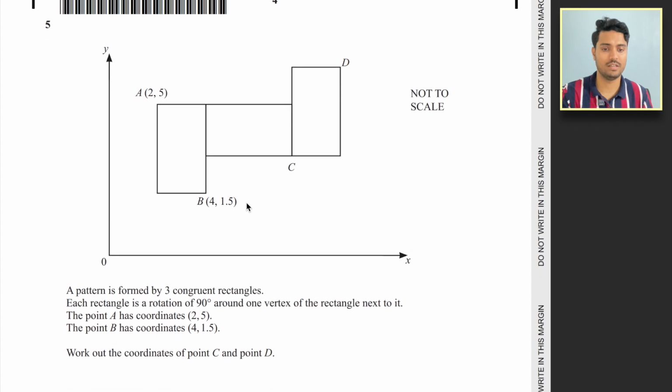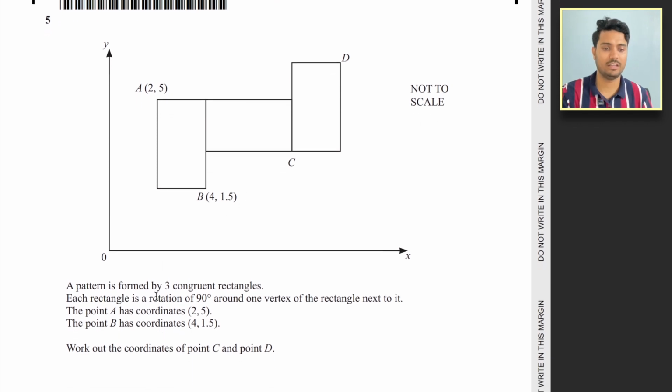This is question 5. It says a pattern is formed by 3 congruent rectangles. So we can see 3 congruent rectangles. The length and width of each rectangle is going to be the same. It says each rectangle is a rotation of 90 degrees. The point A has coordinates (2, 5), which is here, and the point B has coordinates (4, 1.5), which is here. Work out the coordinates of points C and D. So we have to find the coordinates of point C and point D.